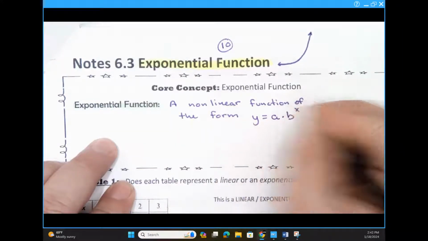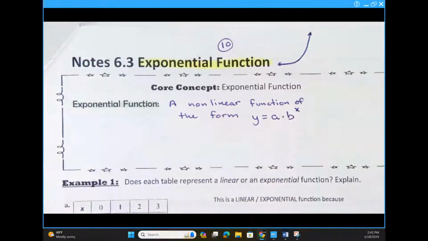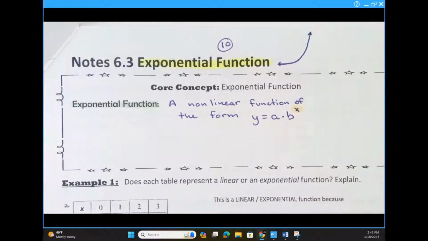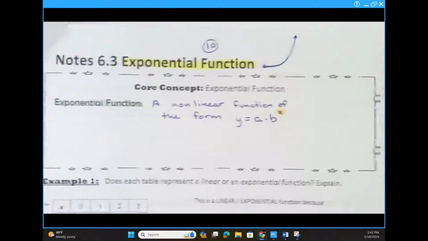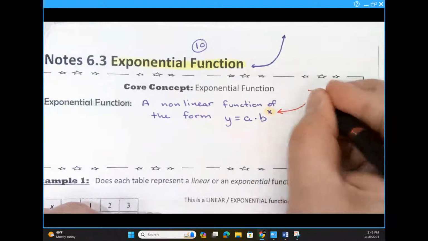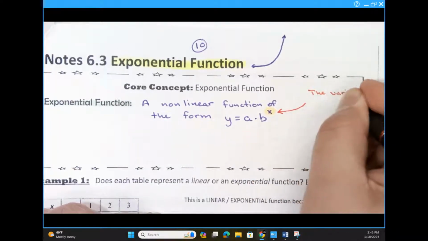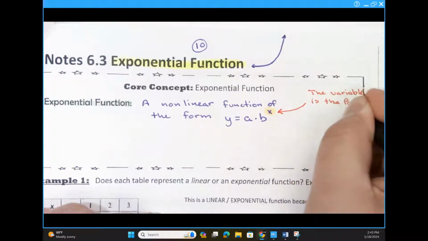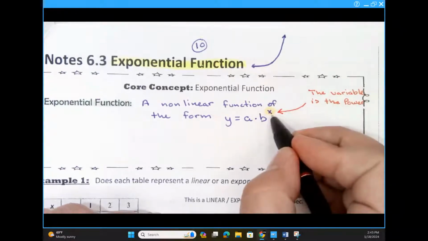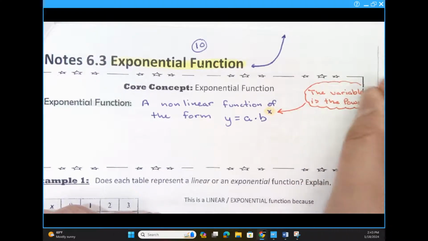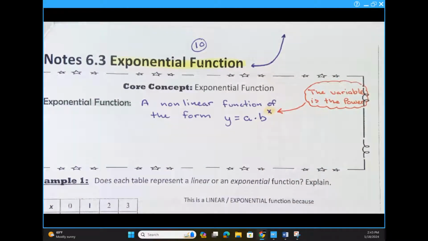But notice, here's what makes it exponential. It's got a power of x. And that's the main reason right there. This little power, that's the main reason we know that something is exponential. So we're going to write this off here on the side. The variable is the power. See, everything we've done up to now, it's always been a number up there. But for the very first time, the variable is a power. And that's really the shortcut to knowing if something is an exponential or not.